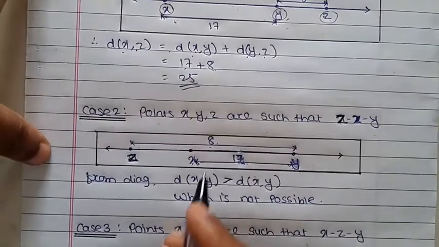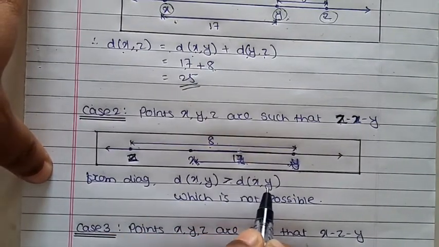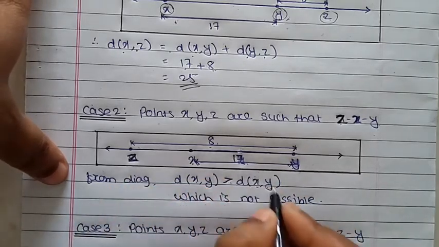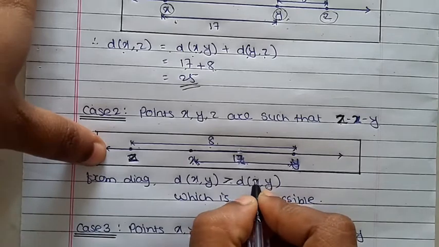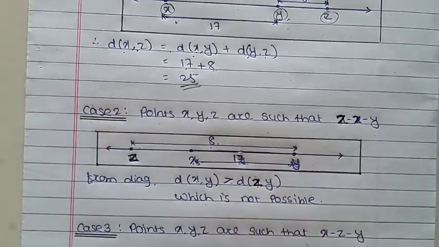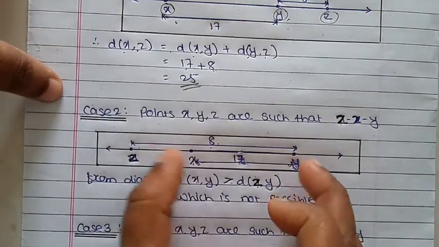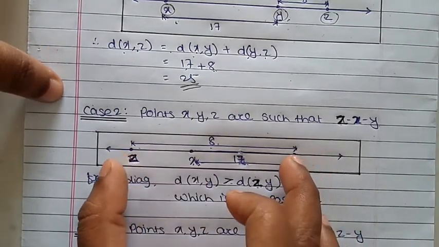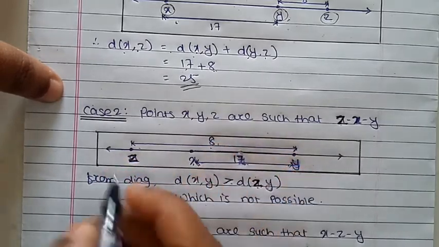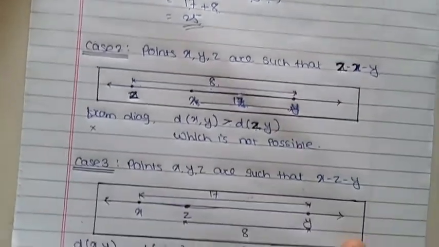So just observe this figure. Distance between X and Y is greater than distance between Z and Y. Then this is not possible, because suppose this distance is 17, how is it possible that the Y and Z distance is 8? No, it is not possible. So this condition is not satisfied. Then try the next case.